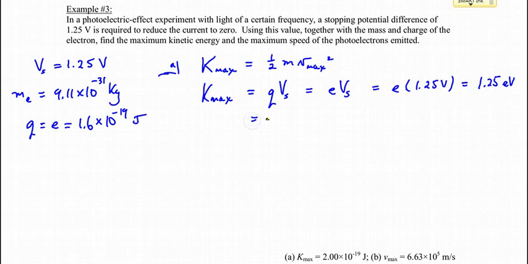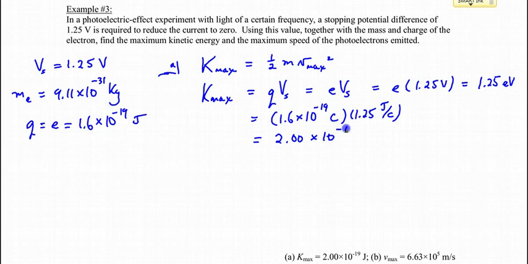So you could use the charge of an electron, which is 1.6 times 10 to the power negative 19 coulombs, and multiply by the voltage, which is 1.25 volts, which is equivalent to a joule per coulomb. And when you multiply these two, you'll get an answer of 2 times 10 to the power of negative 19 joules. Okay, now moving on to part B.